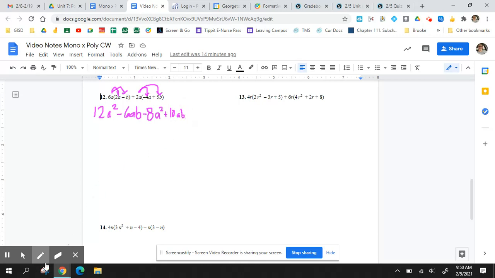All right, so what can we combine together? Well, we can combine a squareds with a squareds. All right, so if we can combine a squared and a squared, so 12 minus 8 gives you 4a squared. Oh, let me change that color. It's kind of hard to see, isn't it? Good for highlighting, not for writing. So we have 4a squared.